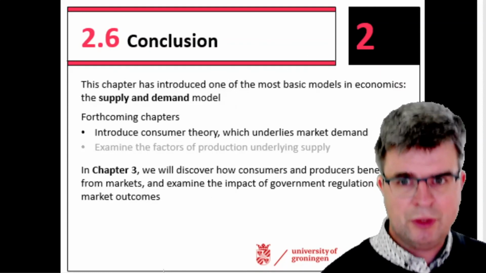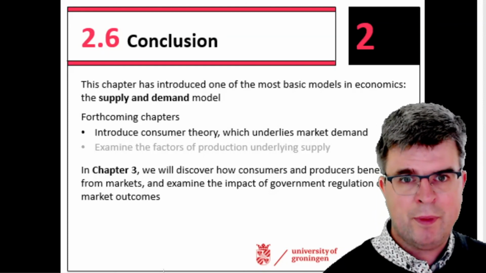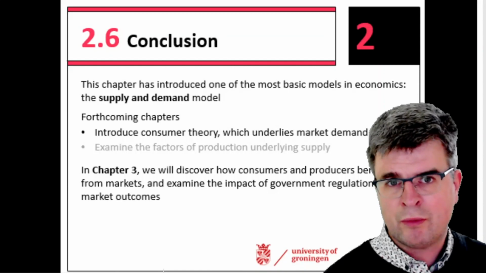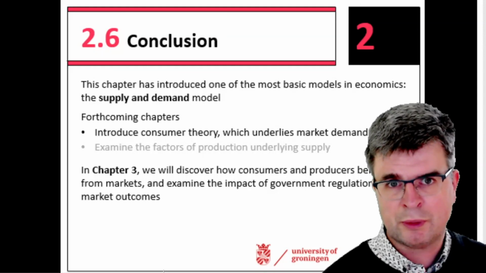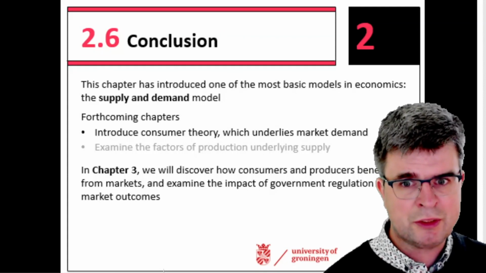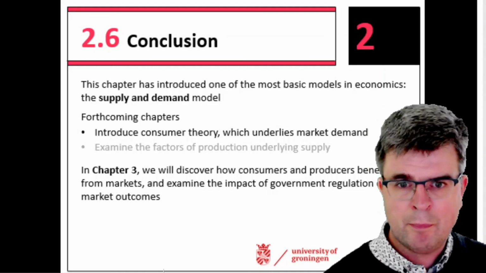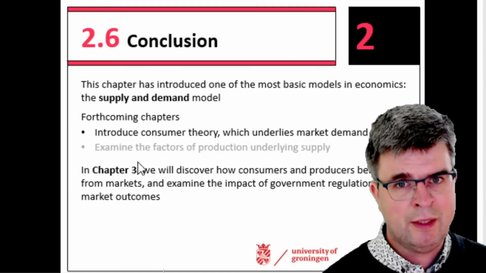That brings us to the conclusion of chapter 2, where we studied the basic supply function and the demand function. And in the next chapters, we will consider consumer behavior. So how do we arrive at the demand function of the consumers? How does that relate to the consumer preferences? And in the book, it's also discussed how the factors of production lead to the firm's supply function. But as you can see, this is written in gray because we will not cover that part in this course.